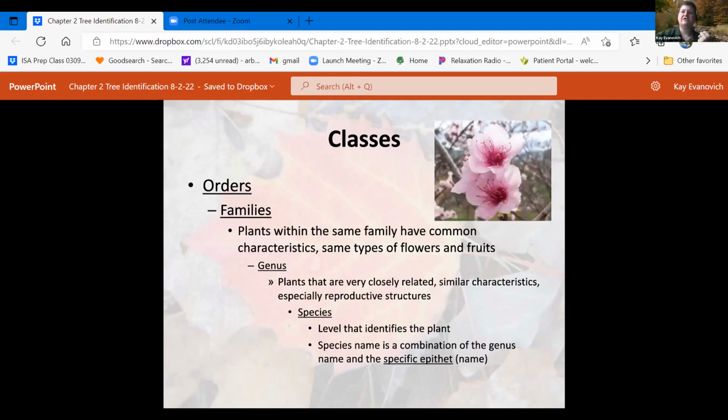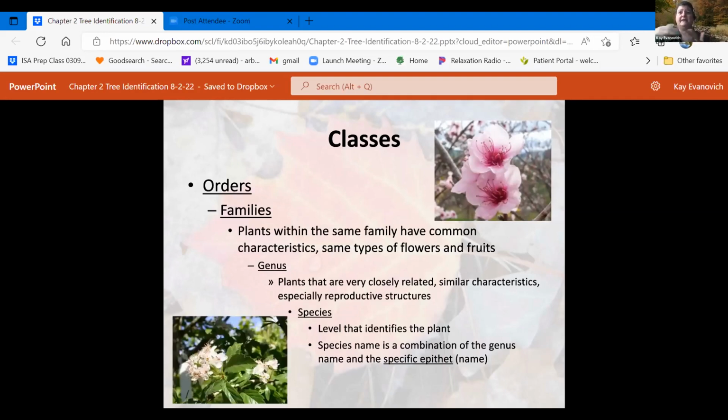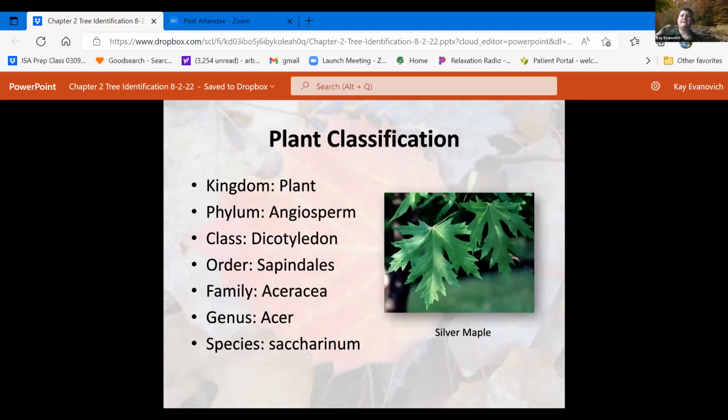So the flowering structures are going to be the same in a genus, right? And then it may look a little different, but the reproductive structures are very similar in that same genus. So let's keep that in mind.